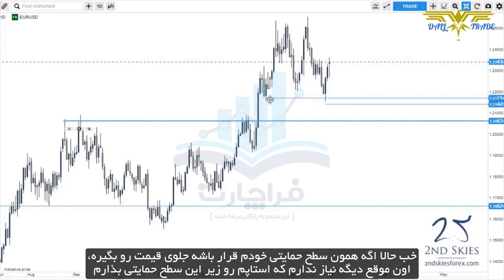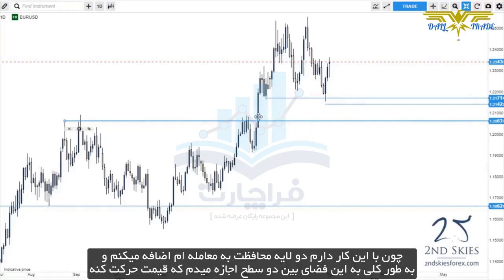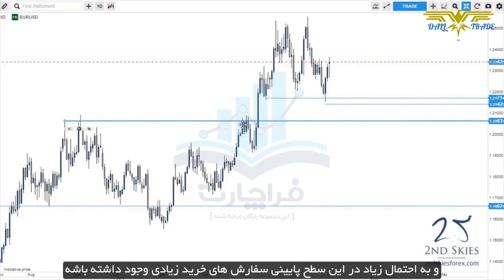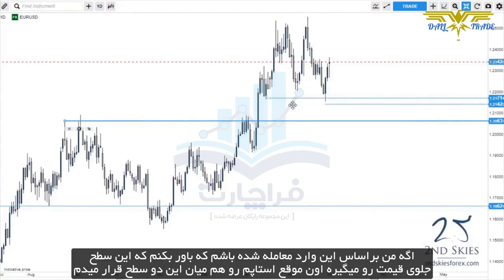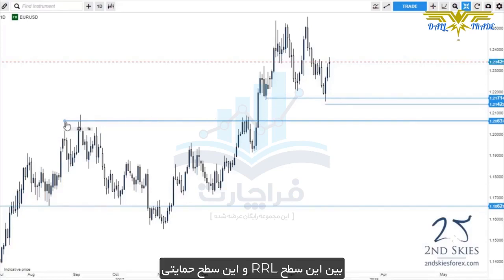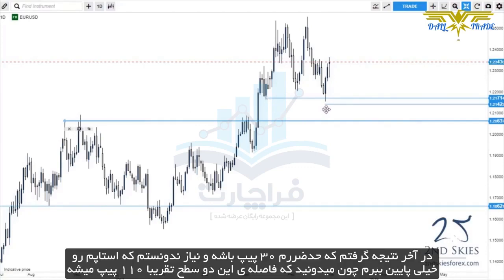Now, if this level is going to hold, then I really don't need my stop loss back here, because that's kind of giving it two layers of protection. It's giving this whole space here, and it's giving all the buyers that should be or probably will be parked over here. If I feel like this level is going to hold, then I want to put my stop loss in between these two locations, in between this role reversal level here and the support level here. So I simply chose about 30 pips roughly as my stop loss.